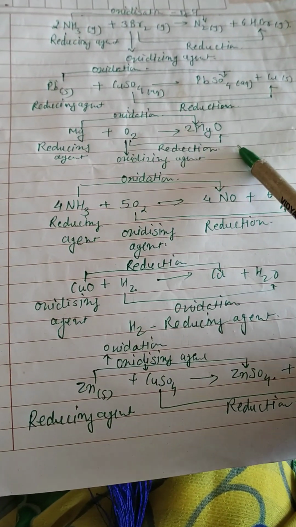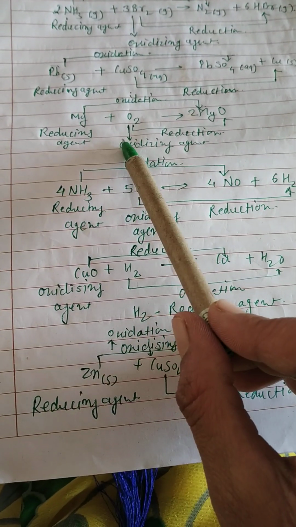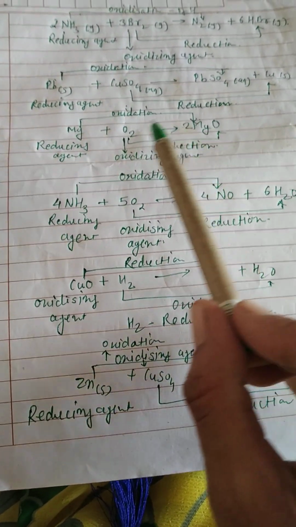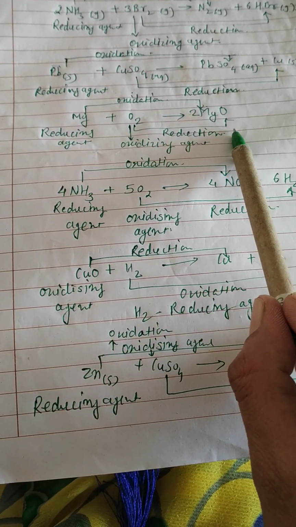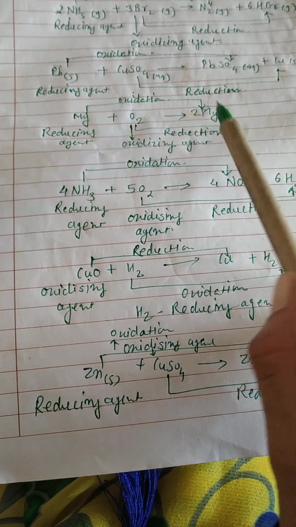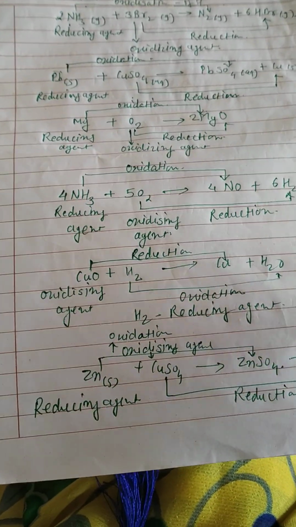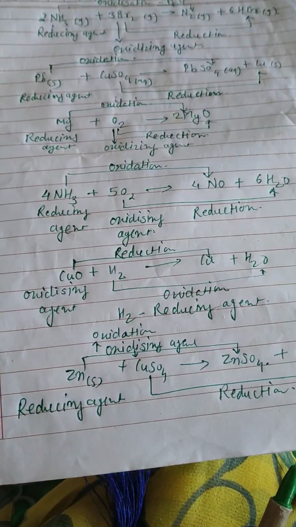Next, in some reactions only one product is given, like a familiar reaction, Mg plus O2, which gives 2MgO. Here Mg undergoes oxidation and O2 undergoes reduction. Only one product is formed, but it's compulsory to show from where to where the reaction occurs. So we have to write it with arrows showing who undergoes oxidation and reduction.